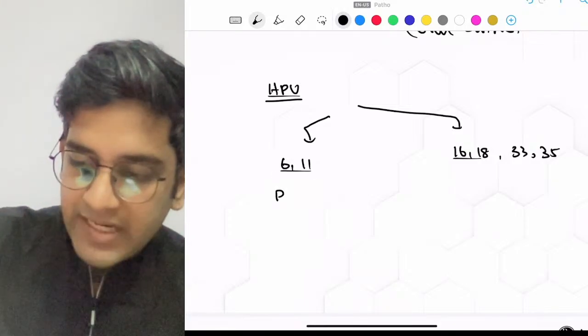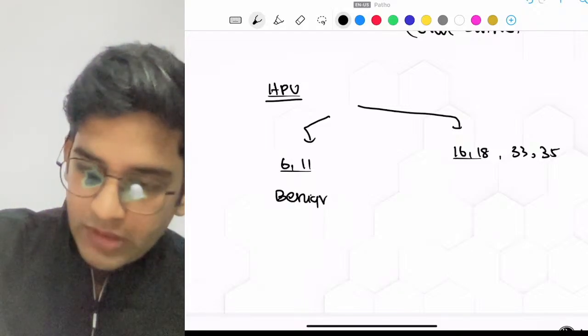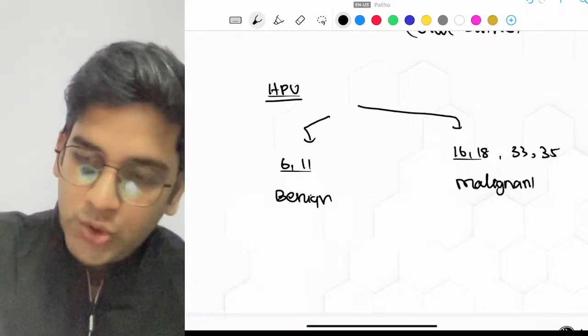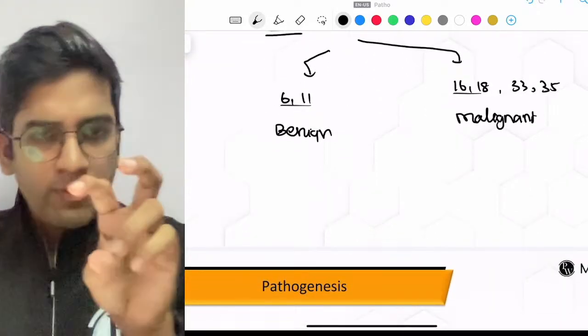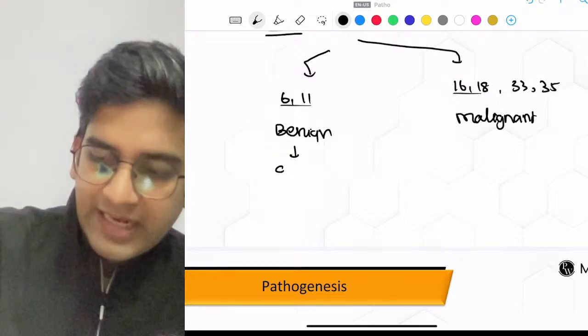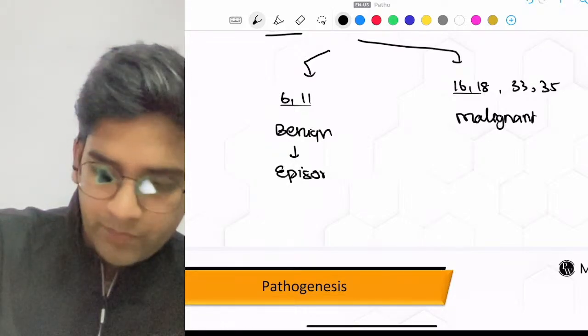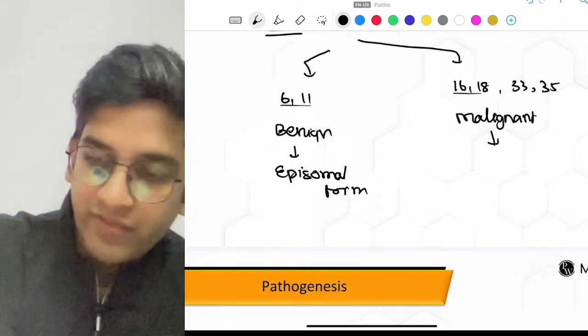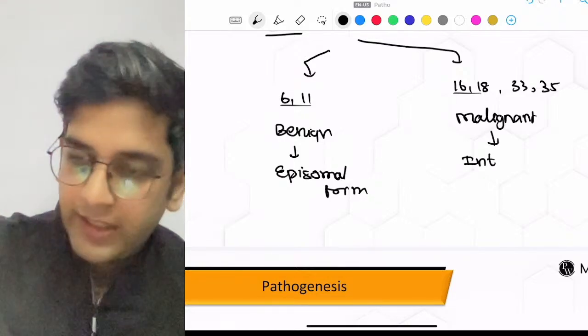These are your benign serotypes. These are malignant serotypes. Okay? So why does some virus act differently from another? A benign serotype gets attached in episomal form. That's the reason it acts differently, and the malignant serotypes will be integrated into human DNA.